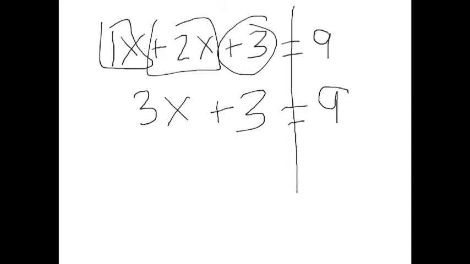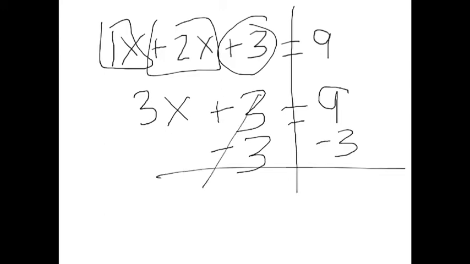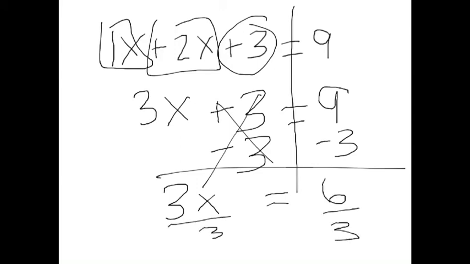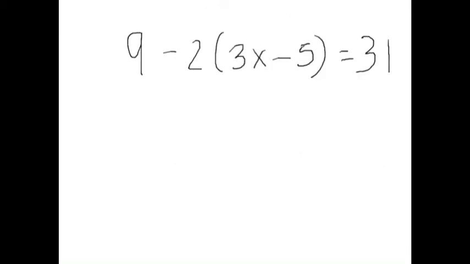You are removing things from both sides of the equal sign. So the opposite of plus 3 is minus 3. Goes away. 0 pair, 3x equals 6. I divide both sides by 3. And x equals 2. So if I put 2 back in, 1 times 2 is 2. So 2 plus 4 plus 3. 2 plus 4 is 6 plus 3 is 9. 9 equals 9. I win yet again.